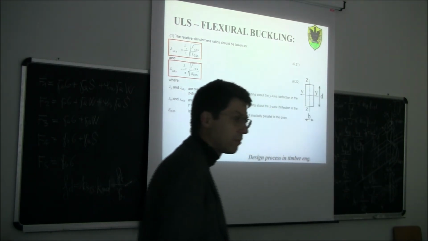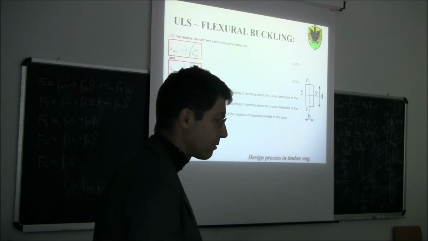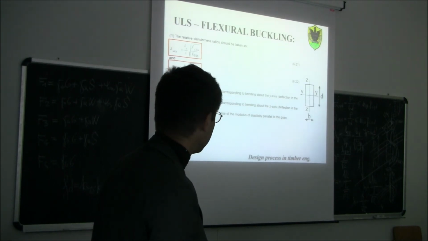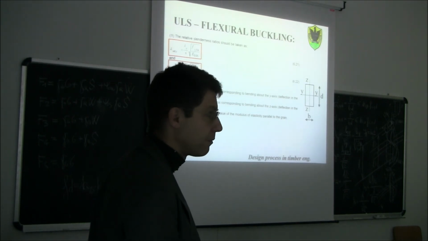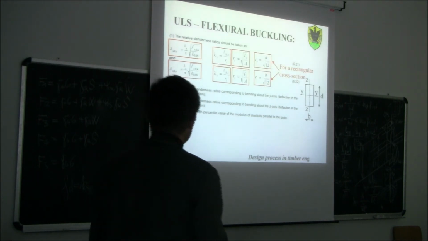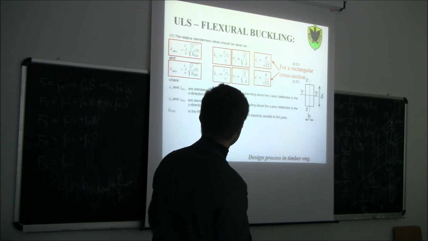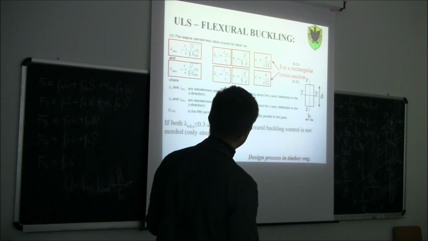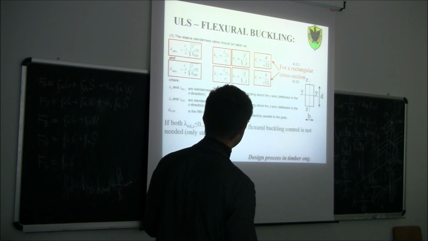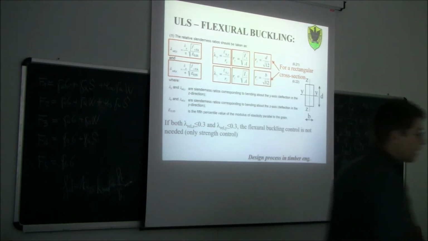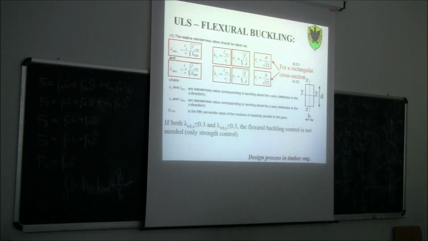Any question about this? Then we try to finish this topic about flexural buckling. So here you have basically the radius of gyration. Note that if the relative slenderness, you see this value here, is less than 0.3, then you can neglect flexural buckling, because it means that your structure is stiff enough not to buckle.